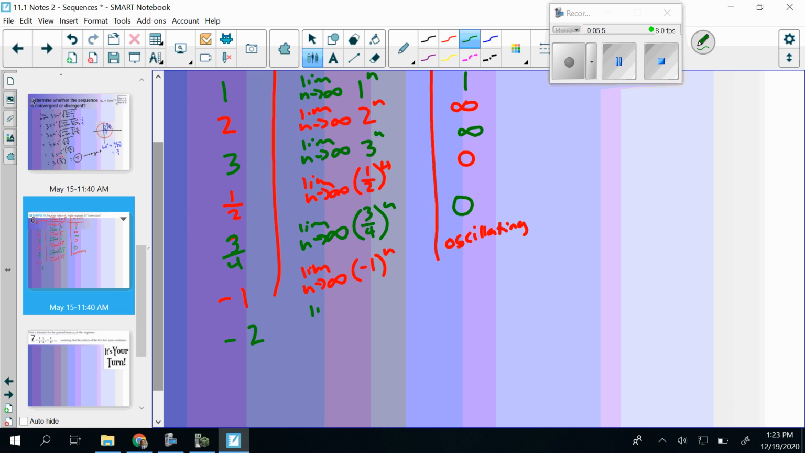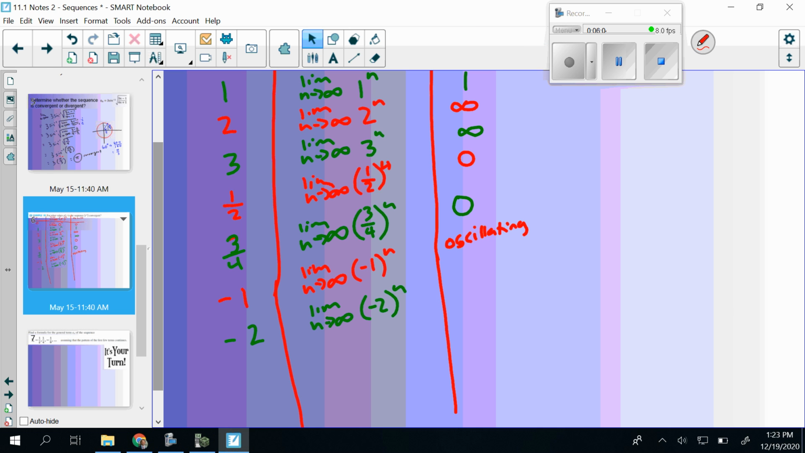What's going to happen? What's the limit as n goes to infinity of (-2)^n? Well, let's see what we get. If we put in numbers, the first number would be -2. Next number would be +4. Next number would be -8. Next number would be +16, -32, and so on.